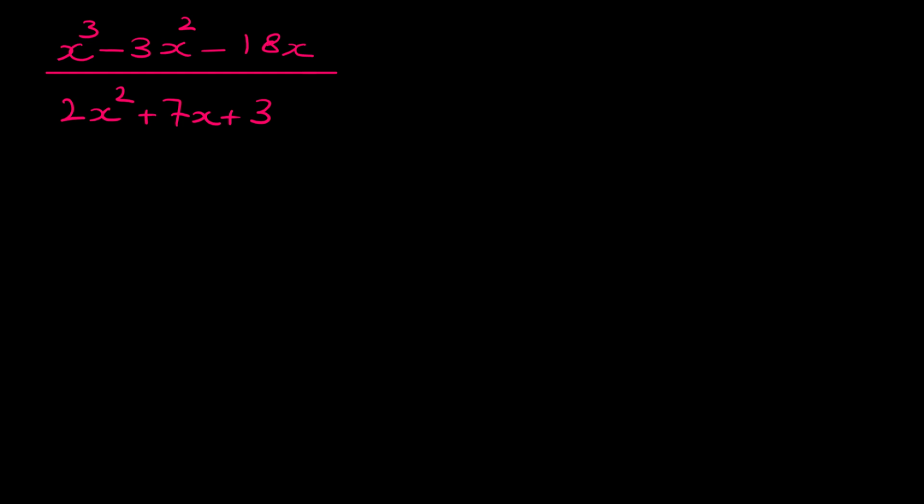Now look at this example. In the numerator we have x to the 3 minus 3x to the 2 minus 18x. By looking at the numerator, we can notice that x is the common factor between the terms in the numerator. So first we factor x from these terms. Then we have x to the 2 minus 3x minus 18.